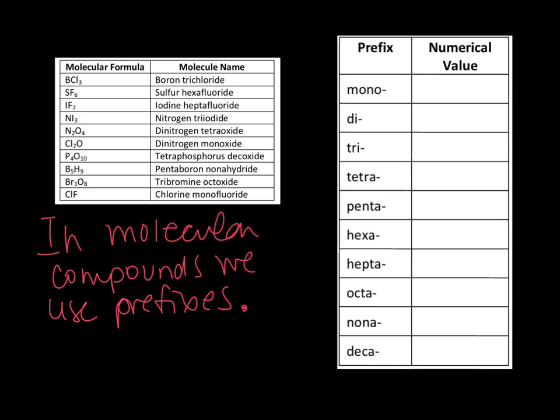So for example, whenever we have boron trichloride, sulfur hexafluoride, iodine, nitrogen, and then we're using prefixes on this one, this one, this one, this one, this one, and all of the second ones. So the only time you don't use a prefix is when you've got one of the first element.